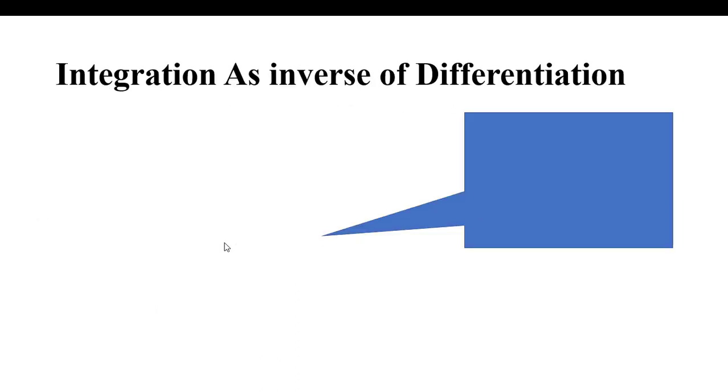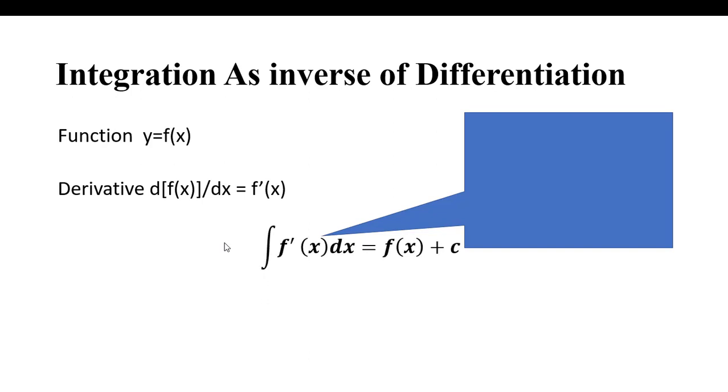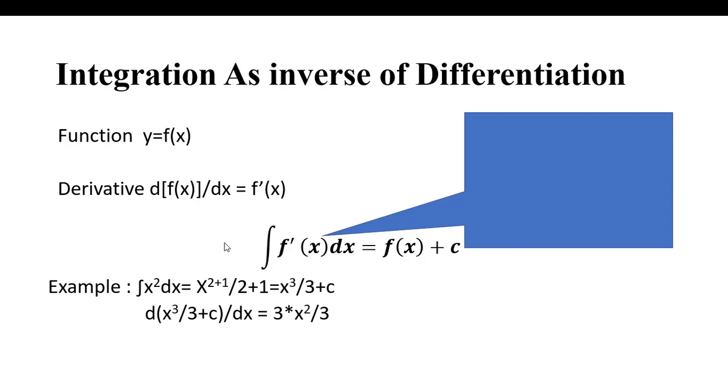Now, integration as the inverse of differentiation. We talked about differentiation in our previous lecture. If we have a function y equals f(x), then the derivative of f(x) with respect to x is written as d by dx of f(x), which is equal to f dash x. Integration of f dash x dx is equal to f(x) plus c. For example, if we find the integration of x square dx, using the formula for x raised to the power n, we get x raised to the power 2 plus 1 divided by 2 plus 1, which gives x cube divided by 3 plus a constant of integration. And by differentiating x cube divided by 3 plus constant, we get 3x square by 3.